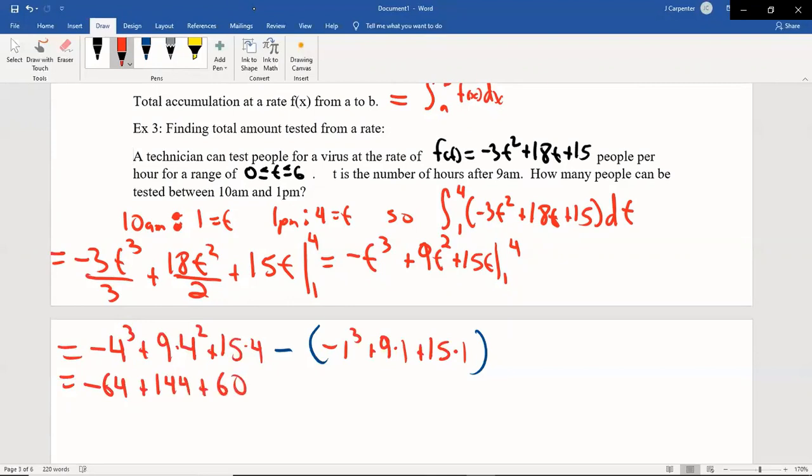The 1 cubed is 1, 9 times 1 is 9, 15 times 1 is 15. This went negative, positive, positive. Distributing the negative makes it go positive, negative, negative. You're distributing the negative, so all signs change. So this negative times the negative makes that a positive. 1 cubed is 1. This negative times that positive gives a negative. 9 times 1 is 9. This negative times this positive makes the negative. 15 times 1 is 15.